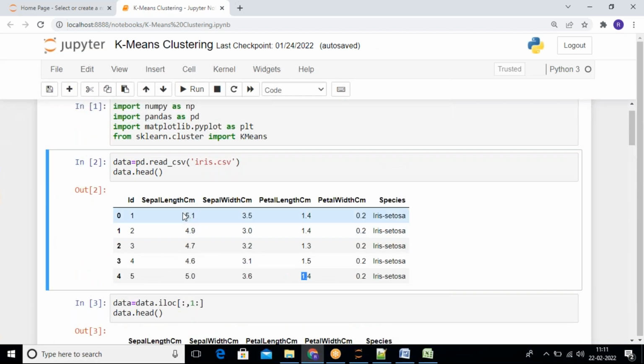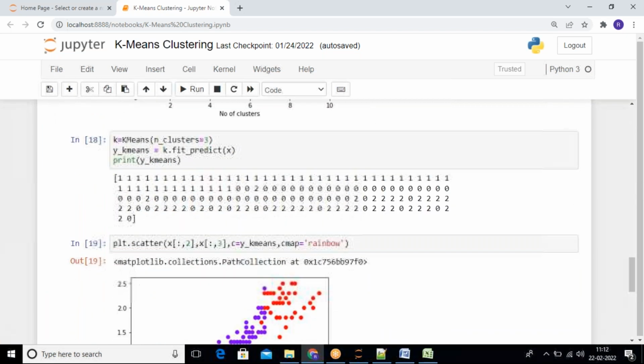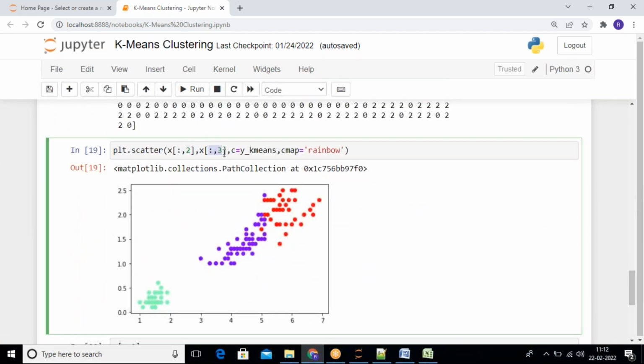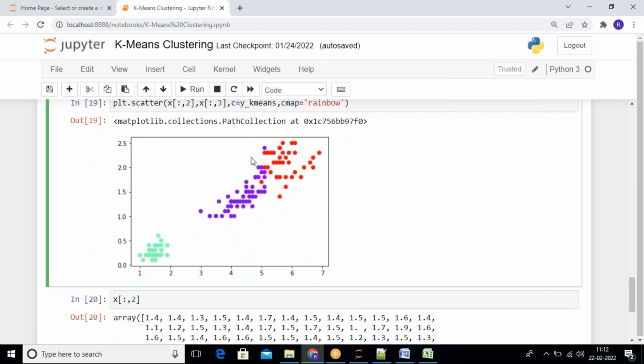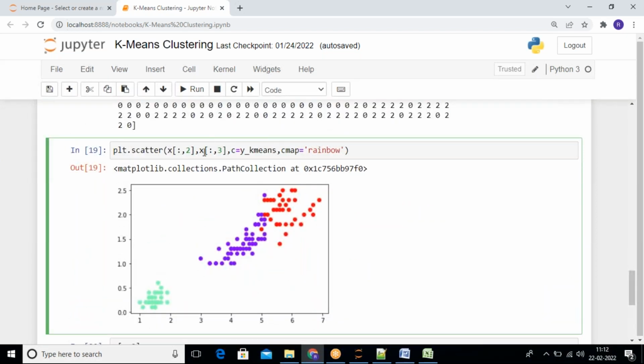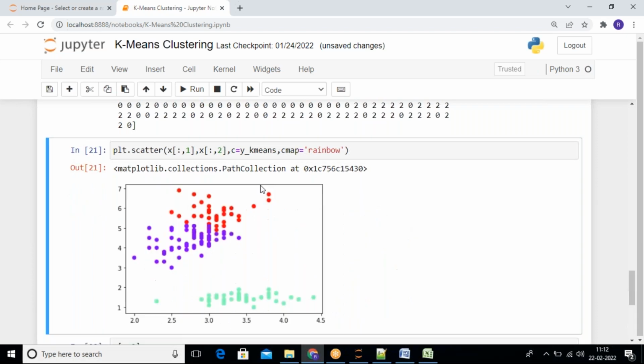So this is basically 0, and Virginica is 2. It is actually petal length and petal width. So here, for plotting the graph, I have taken petal length and petal width. With the help of petal length and petal width, it is making clusters. Now you will say, sir, can't we make the cluster with 1 and 2? Why not? See?